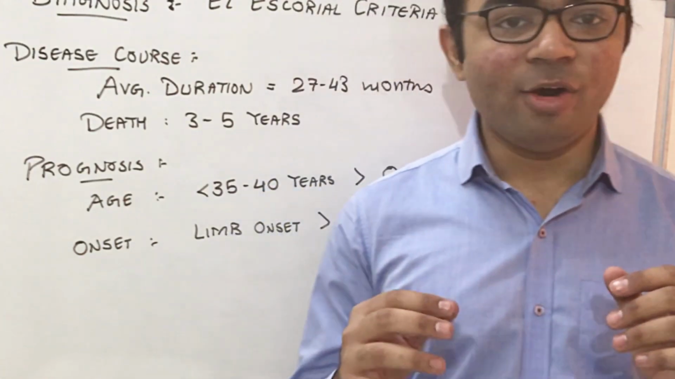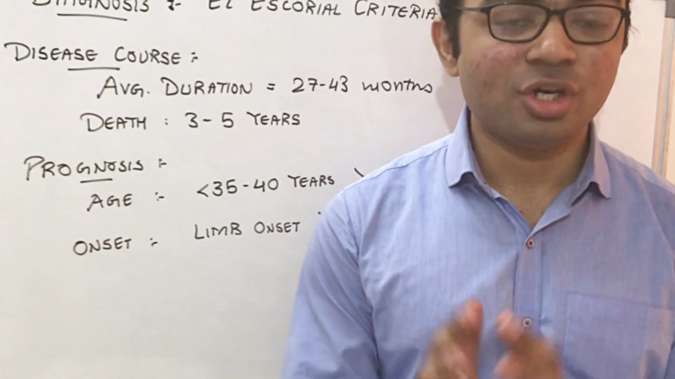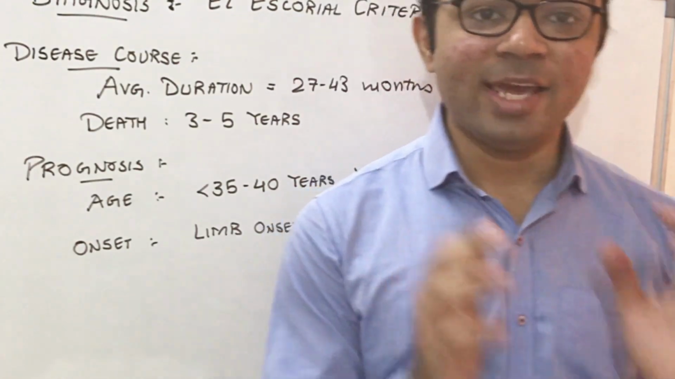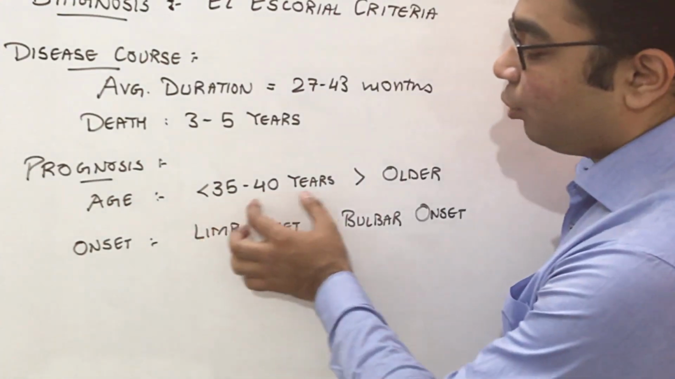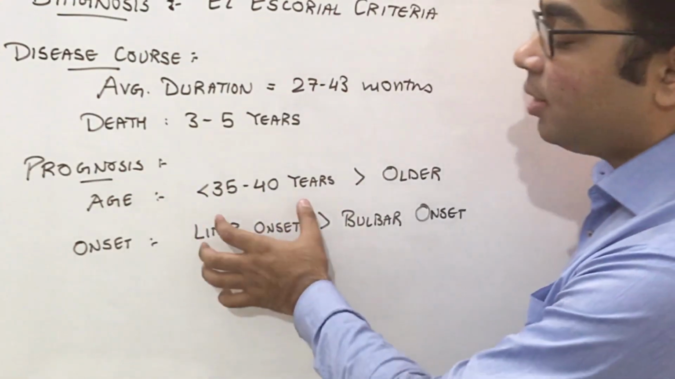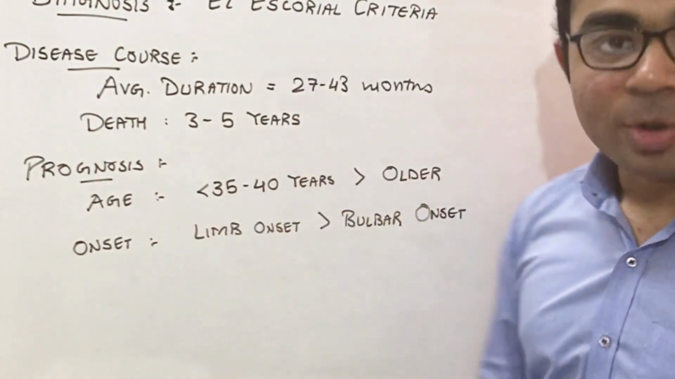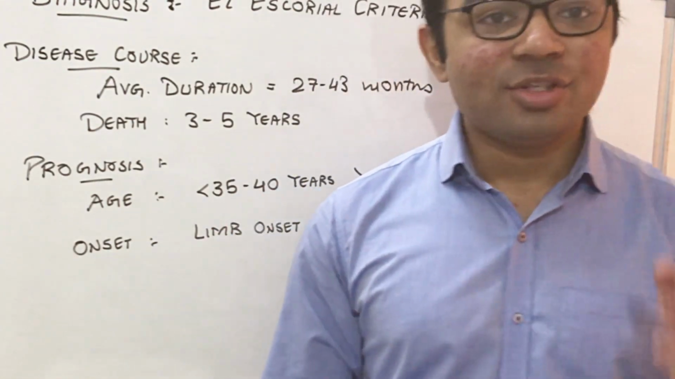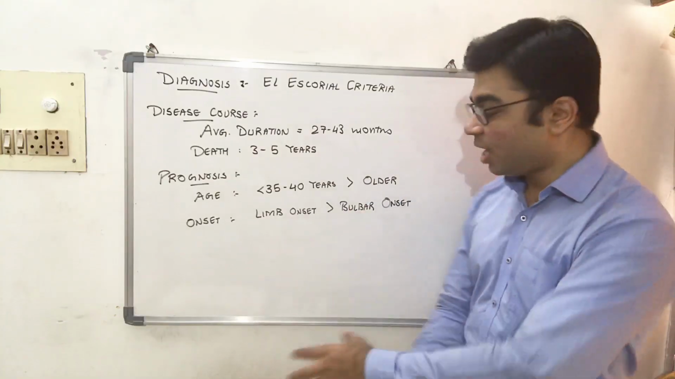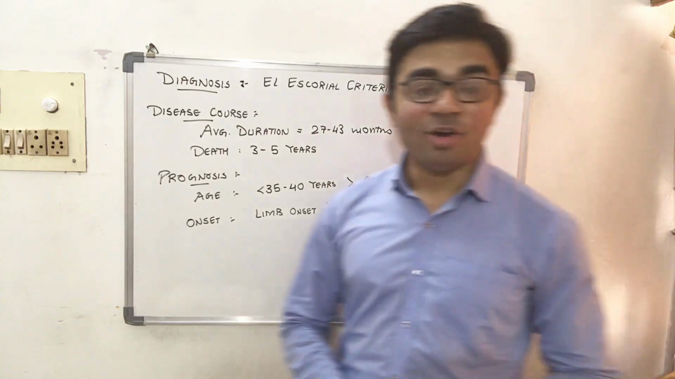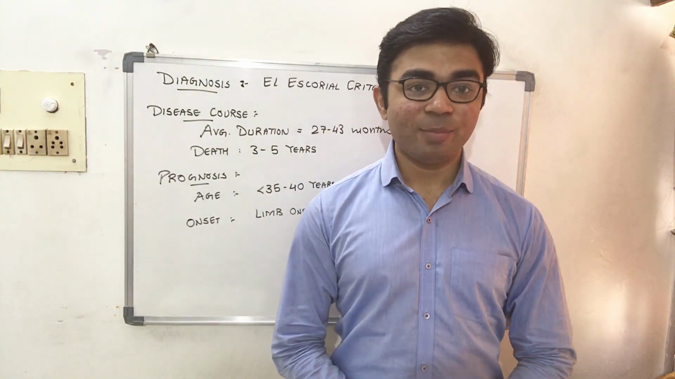The prognosis of ALS has a very high correlation with age. A person who is diagnosed with ALS at the age between 35 to 40 years or less has a much better prognosis than a person older than this age group. And next thing is the onset. A person with limb onset ALS has a better prognosis than a person with bulbar onset ALS. So this was all about the information on ALS.